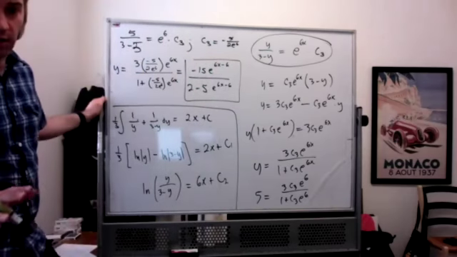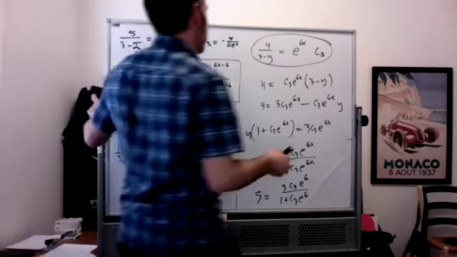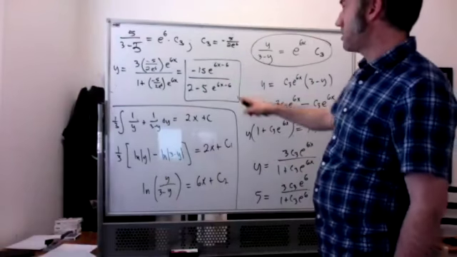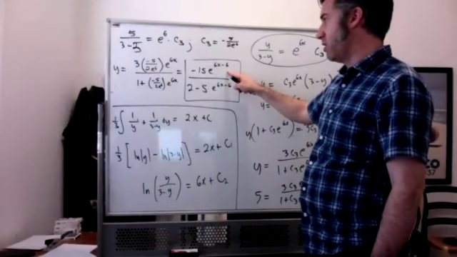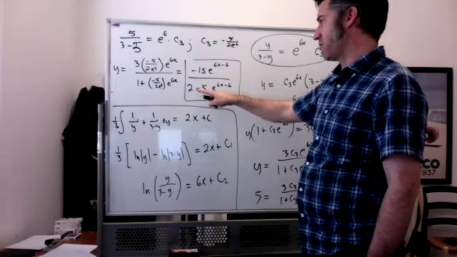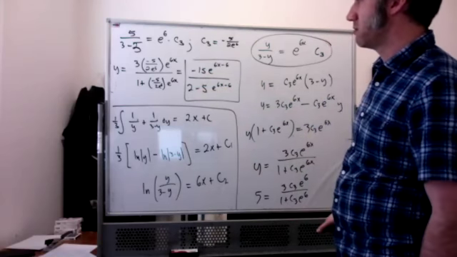You can double check that your value is right. If you plug in 1 for x, you get e to the 0 and e to the 0, and then you get -15 over, I think I made a mistake.